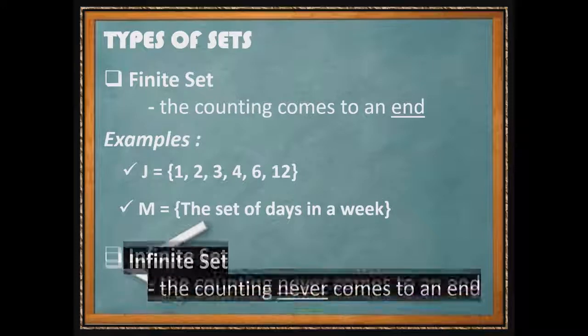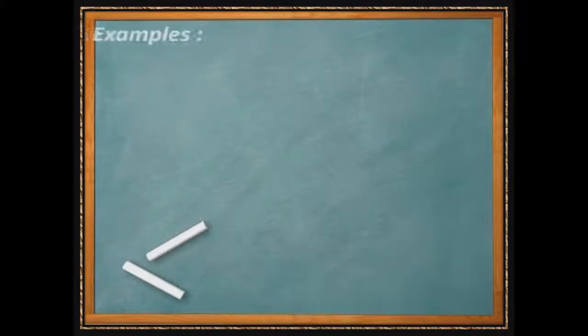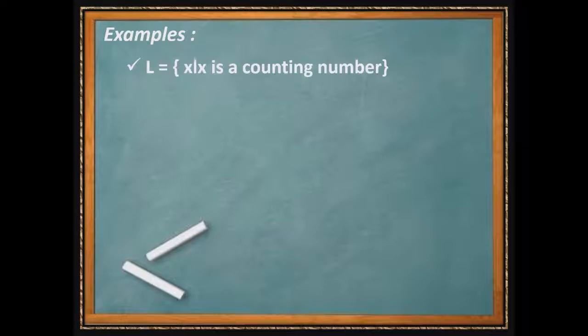Next type, we have the infinite set, where counting never comes to an end, meaning it is endless. For example, set L is a set where x such that x is a counting number. Counting numbers have no end. Imagine we have 1, 2, 3 to infinity.